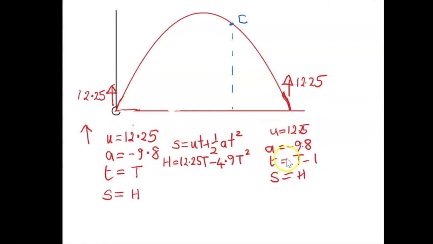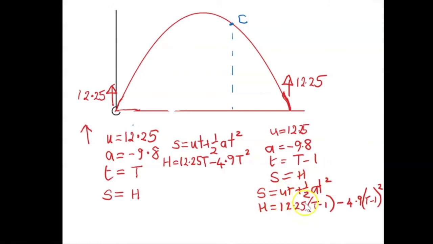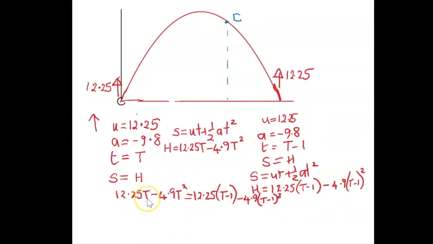We could do the same for the particle at B. U is 12.25, a is minus 9.8, but this one went 1 second later, so the time is t minus 1, and s equals h. This uses s equals ut plus half at squared again, so h equals 12.25 times t minus 1, minus 4.9 times t minus 1 squared. But we could combine both those equations. This gives 12.25t minus 4.9t squared equal to 12.25 times t minus 1 minus 4.9 times t minus 1 squared.